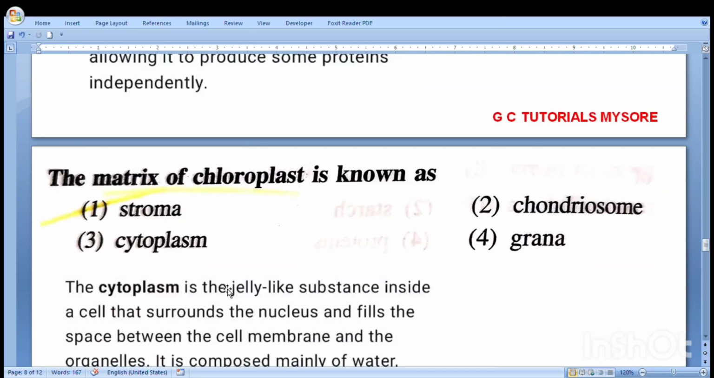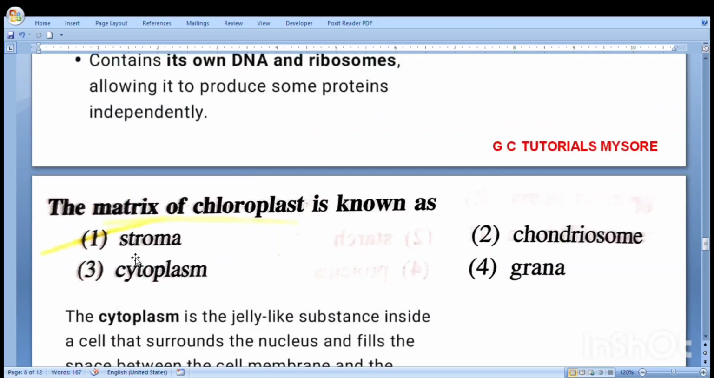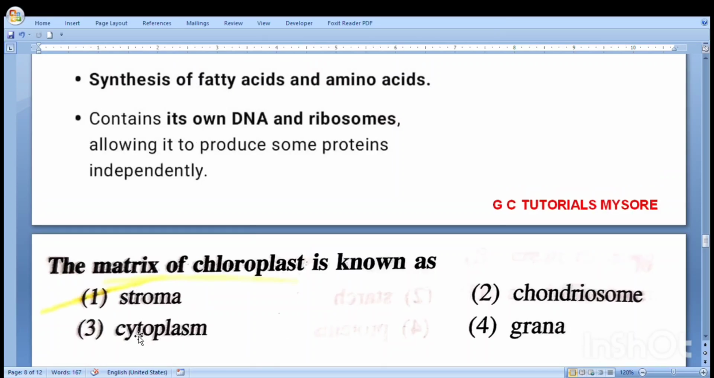Next, we come to cytoplasm. Cytoplasm is a jelly-like fluid. We studied this in the last class also, right? So the matrix of the chloroplast is known as stroma. Got it? Another option is chondrosome, and another one is grana. But now we are going to study cytoplasm.